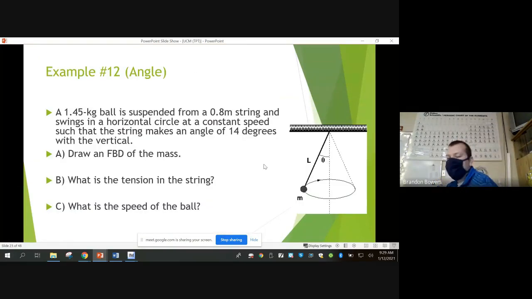Absolutely. All right. Now, I'm going to go over one example with you guys. You guys are going to try one on your own. A 1.45 kilogram ball is suspended on a 0.8 meter string and swings in a horizontal circle at a constant speed such that the string makes an angle of 14 degrees with the vertical. Draw a free body diagram of the mass. What is the tension of the string? What is the speed of the ball? Okay, so there's a lot of questions on here.